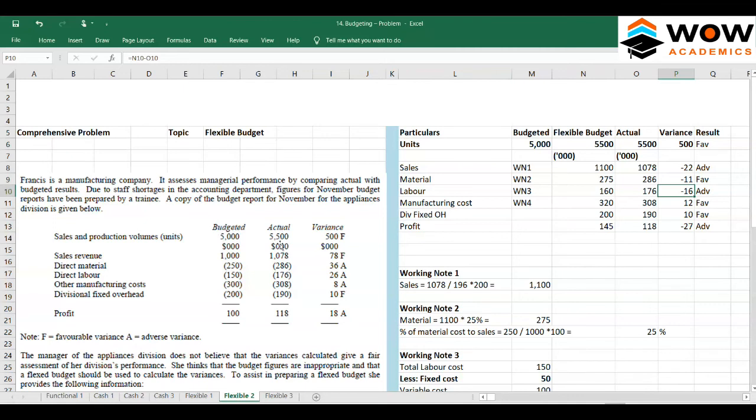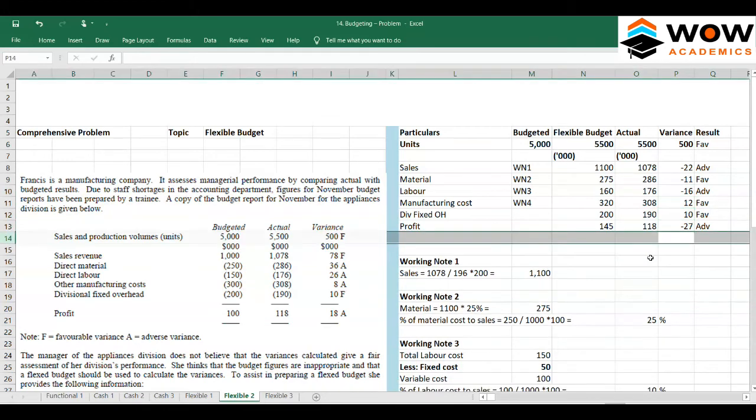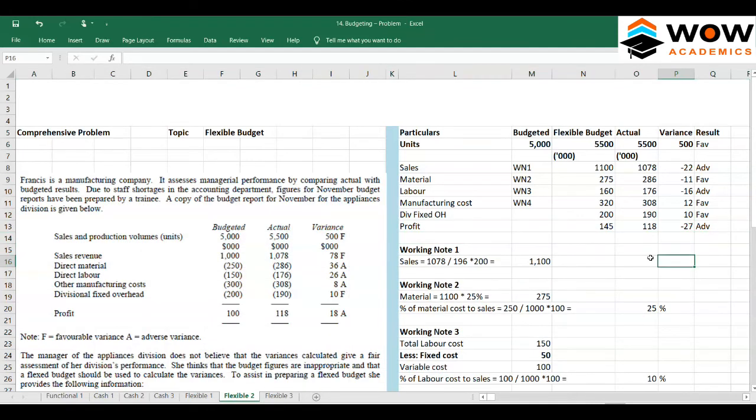But the logic here is they have sold it at a discount, and material price has gone up, and labor they have paid more. Manufacturing overhead they have slightly lowered. Divisional overheads they have lowered, and profit, overall it is a bad thing. Okay, so that's about the concept here. Hope you got an idea.